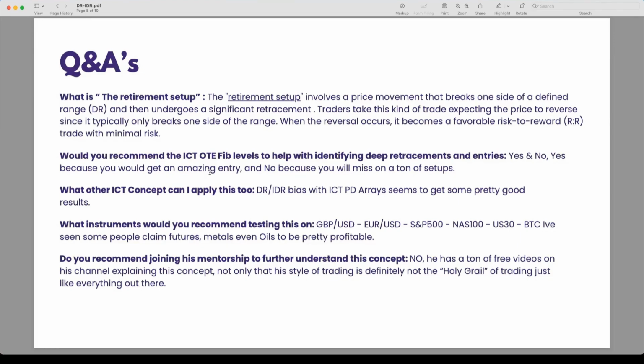Next, what other ICT concepts can I apply this to? So you can use a DR-IDR bias with ICT PD arrays, which seems to get some pretty good results. I haven't personally tested this enough, but from what I've been seeing, it does seem to do a pretty good job. Next is what instruments would I recommend testing this on? I recommend anything like GBP USD, Euro USD, S&P 500, NAS 100, US 30, Bitcoin, as I showed you. I've even seen some people claim futures, metals, and even oils to be pretty profitable, but you'd have to test it yourself. I don't want to give you false hopes either.